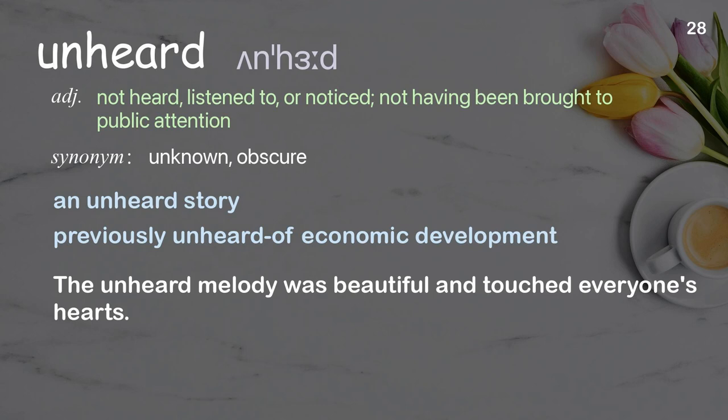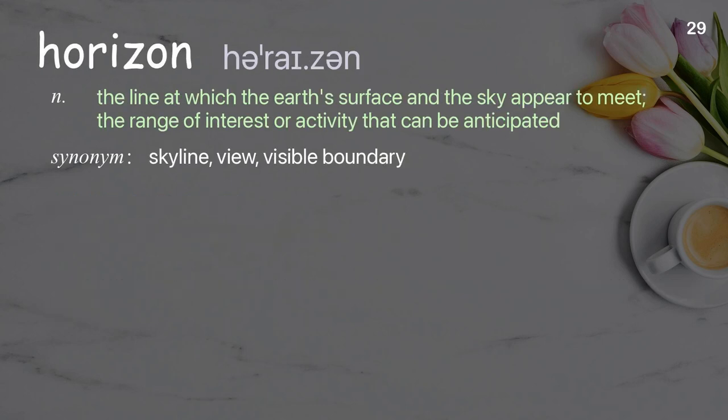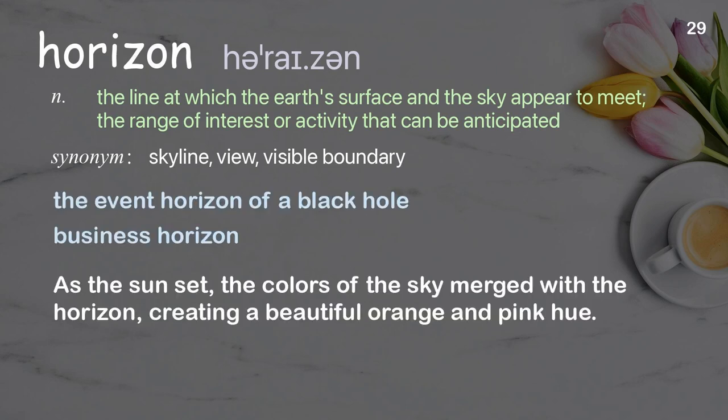Horizon: the line at which the Earth's surface and the sky appear to meet, the range of interest or activity that can be anticipated. Examples: the event horizon of a black hole, business horizon. As the sun set, the colors of the sky merged with the horizon, creating a beautiful orange and pink hue.